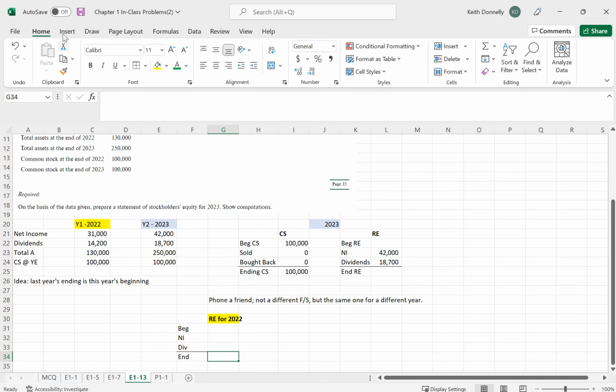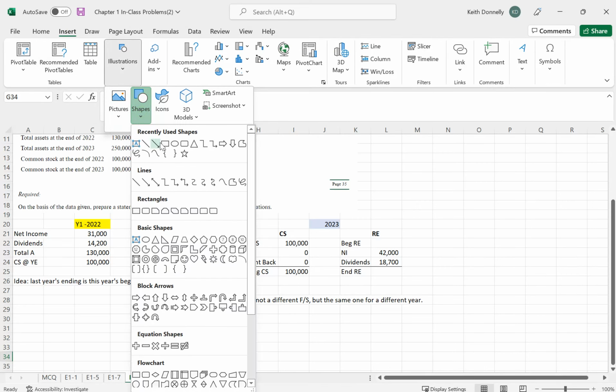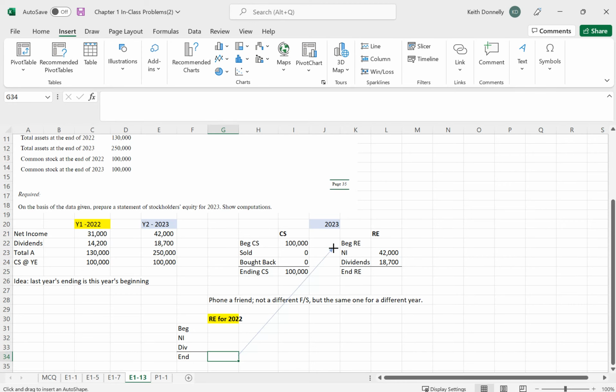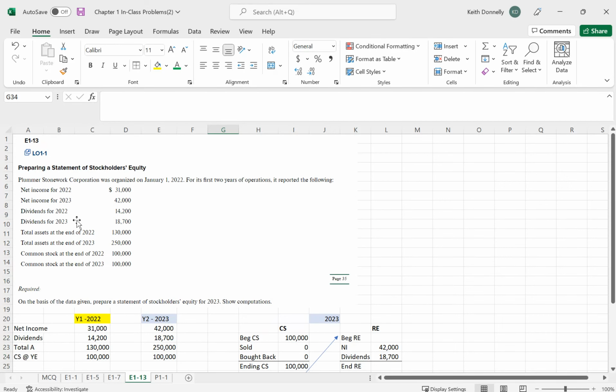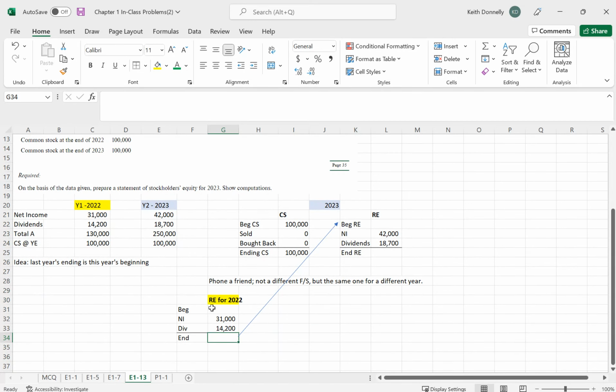Okay, so if we get this right here, if you think about it, last year's ending is this year's beginning. We can plug it in right up here and we'll be able to solve for ending retained earnings. So for 2022, our net income is 31,000. Our dividends are 14.2. And check it out, we set up here year 2022, year one. This was the first year of operation. So in the first year of operations, like in that first example we did, beginning retained earnings is 0. In other words, we didn't have any before.